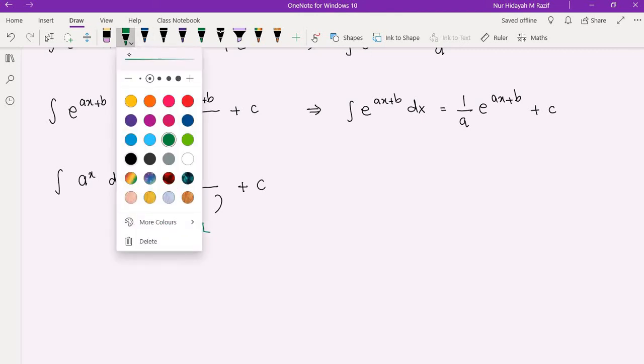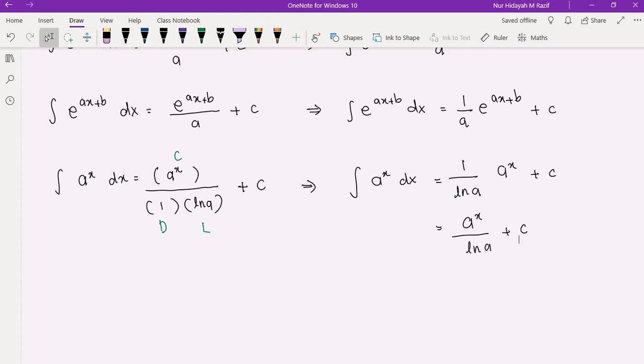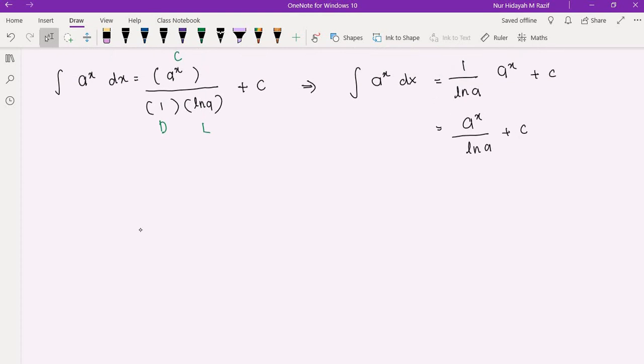So filling in those brackets will give me a power of x on top, and then I will have 1 and ln a. Simplifying that, the integral of a to the power of x dx will give me 1 over ln a times a power of x plus c, or we can just rewrite that as a power of x over ln a plus c.